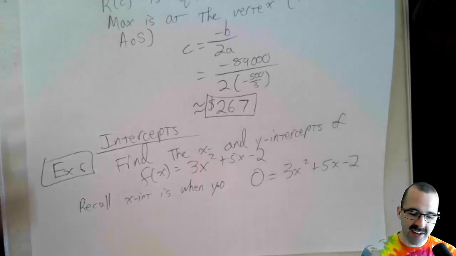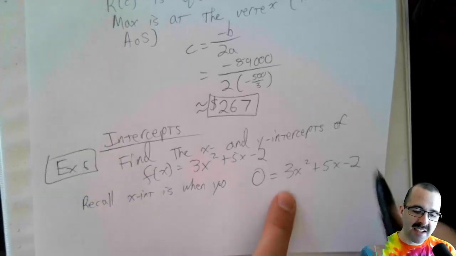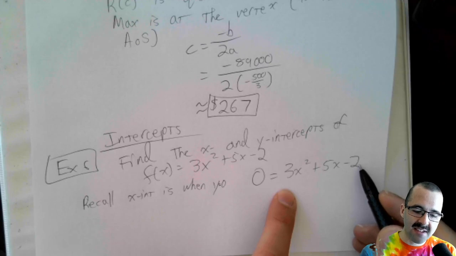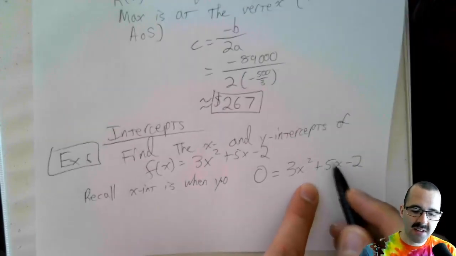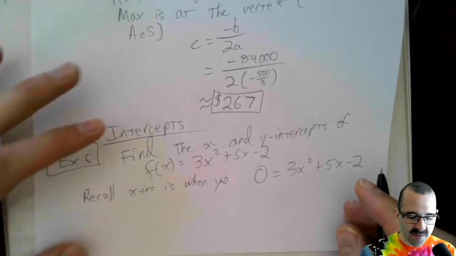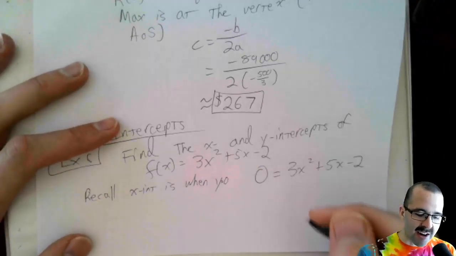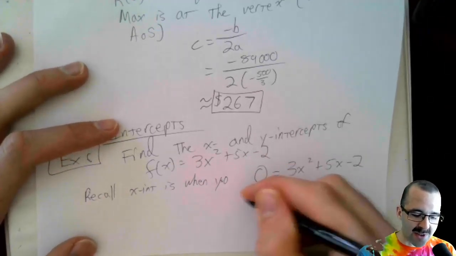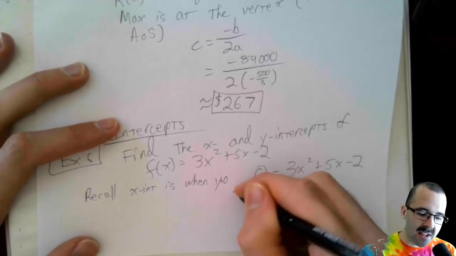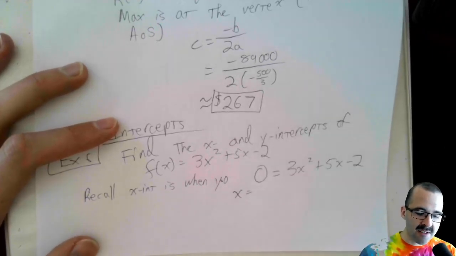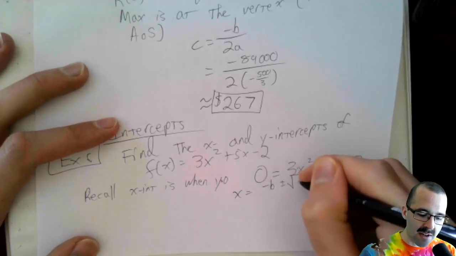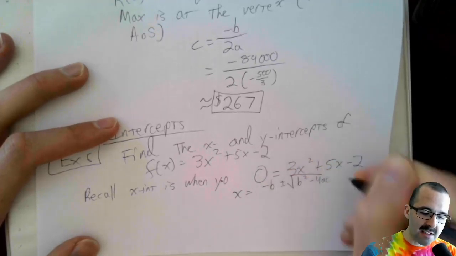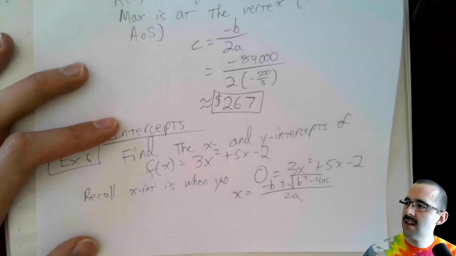This one does factor. Right? We could use the AC method. What multiplies to -6 that adds to 5? 6 and -1. You could factor it that way. But a lot of people really like the quadratic formula, so I'm going to remind you how the quadratic formula works. If you wanted to use the quadratic formula, you'd say x equals -b plus or minus the square root of b squared minus 4ac all over 2a.